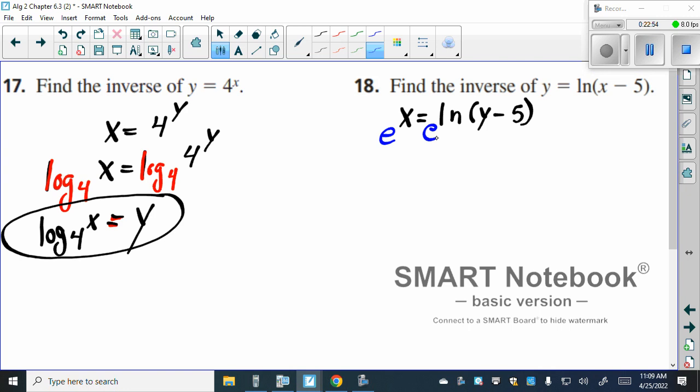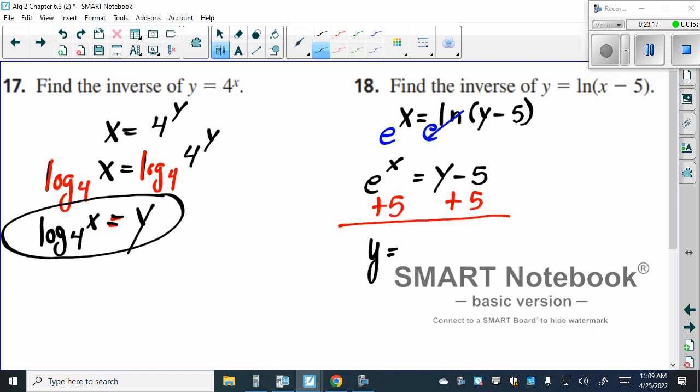Since ln and e simplify each other out, we can put both sides to the base of e. Because e to the ln of y minus 5, e and ln will simplify, leaving us with y minus 5. On the other side, we'll have e to the x. And last but not least, we would add 5 to both sides, telling us y is equal to e to the x plus 5. And that's it.